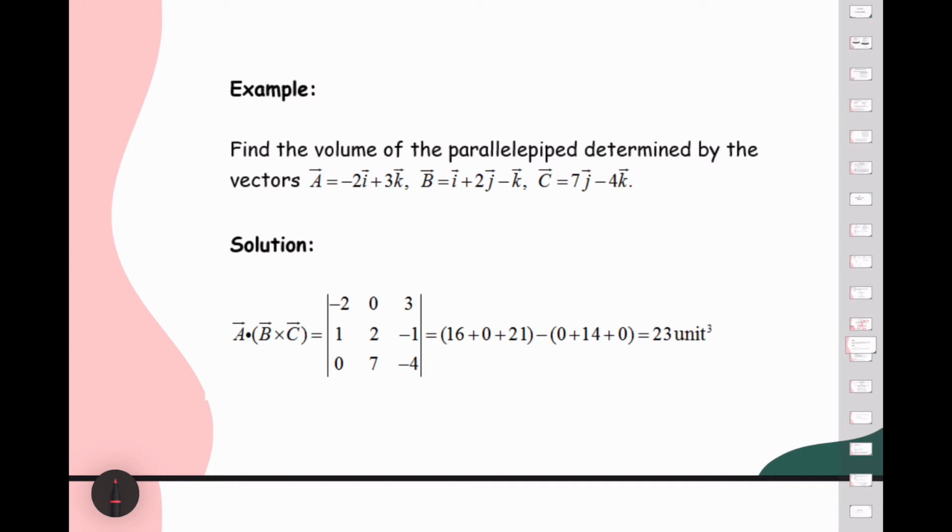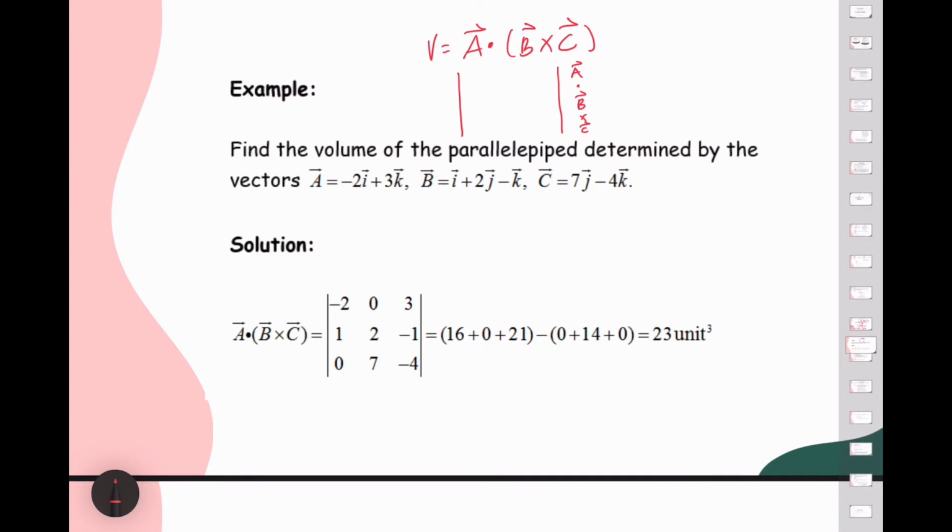So find the volume of the parallelepiped determined by the vectors A, B and C. Okay, and you know that to find the volume of parallelepiped, the formula is the vector A dot vector B cross vector C. Okay, so what we can do is, we know that in finding vector A dot vector B cross vector C, we just need to find the determinant of, need to follow the order, vector A dot vector B cross vector C.